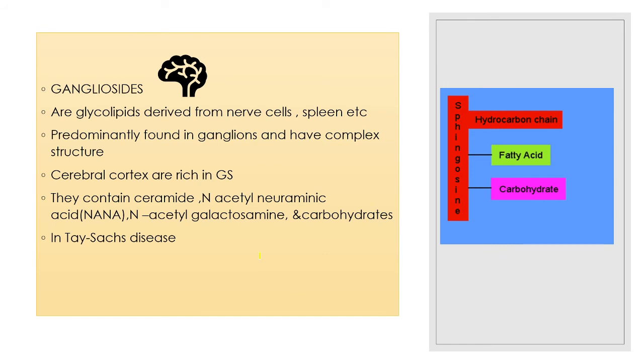Tay-Sachs disease is a lethal hereditary disease associated with defective lipid metabolism. Remember the main point. In Tay-Sachs disease, which is a defective lipid metabolism, the gangliosides are accumulated in the brain of the patients. It is an autosomal recessive gene mutation.